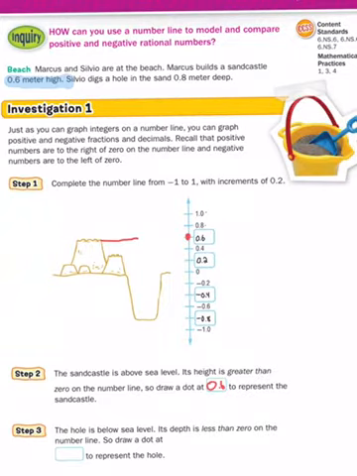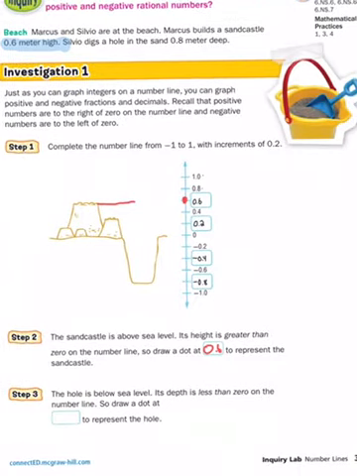Then in step 3, the hole is below sea level. Its depth is less than 0 on the number line, so draw a dot at blank to represent the hole. So remember at the top, Silvio digs a hole that's 8/10 meter deep. So we're going to draw a dot at 8/10 meter to show where the hole is. Oh, that's -8/10. I'm sorry, I said 8/10. Alright, so that's done with the investigation. Now we're going to go on to the page.